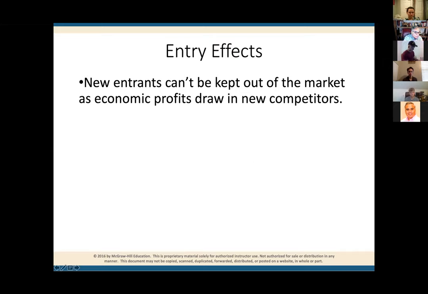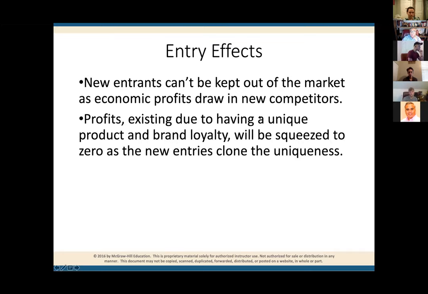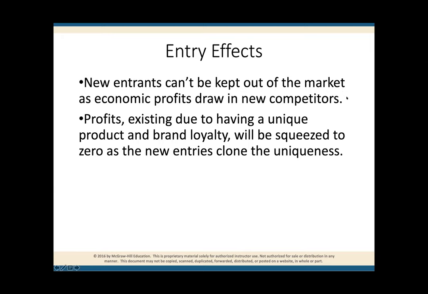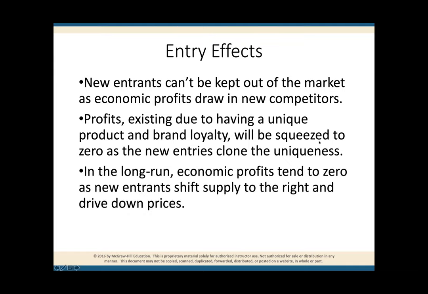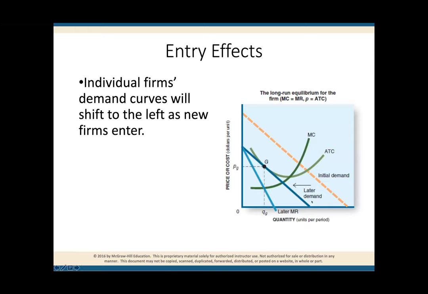In monopolistic competition, you cannot keep new players from coming into the industry. Because we know that economic profits draw new competition, right? And when new players come into the industry, your profits are going to be squeezed, and eventually your profits are going to become zero, right? So in the long run, economic profits are always going to be zero, which simply means the company is only going to be able to make a normal profit.